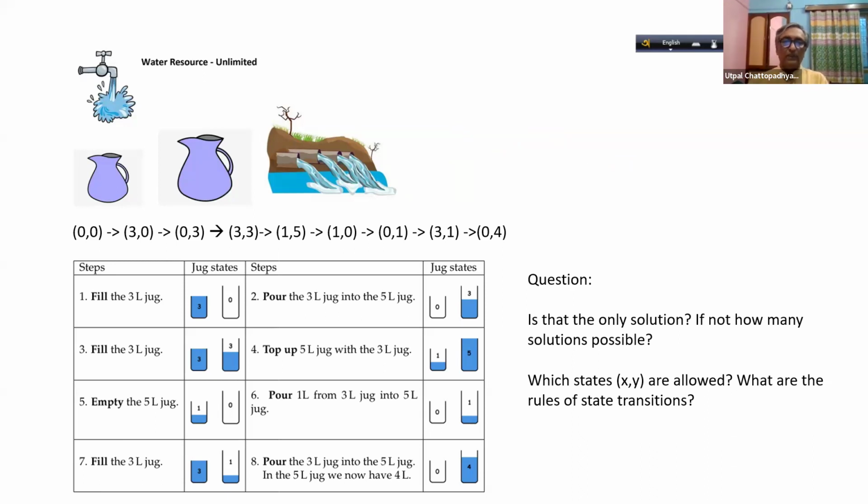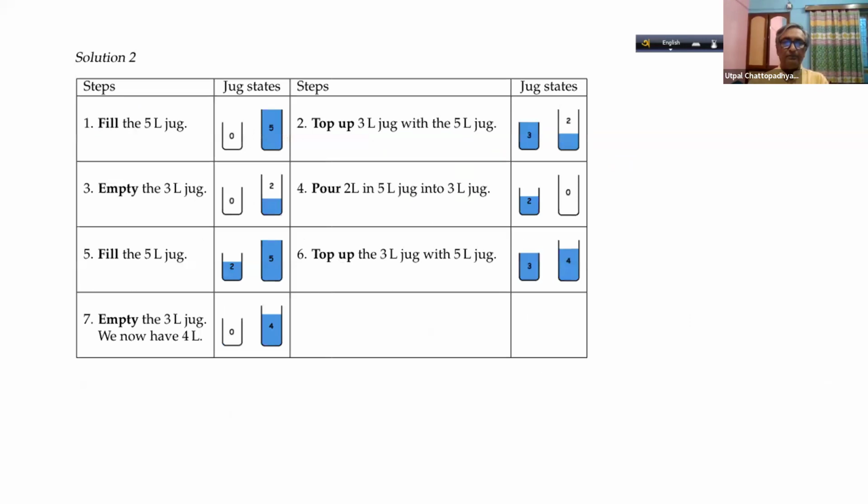So there is another solution, by the way. Okay, this is another solution. I have not written the state transition diagram. Actually, there are an infinite number of ways you can do it. You can do it as complicatedly as you want. So there's a problem here, right? How do we get infinite?